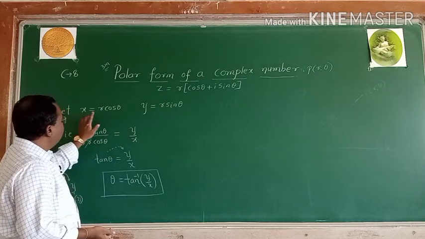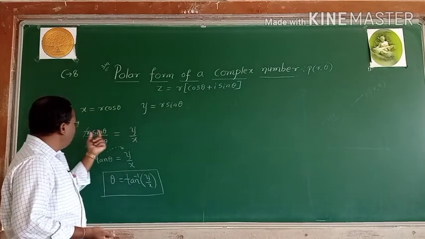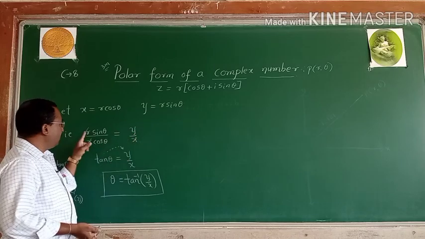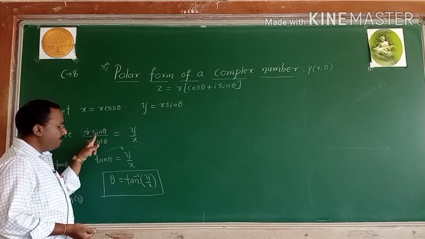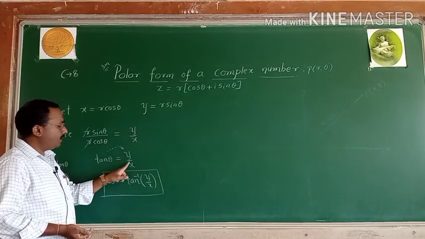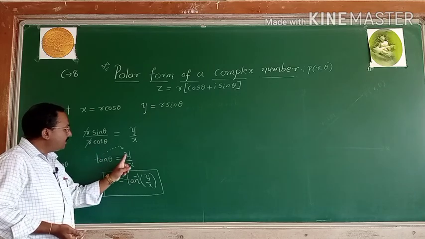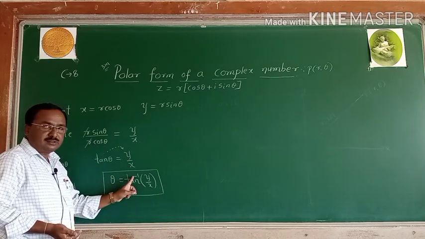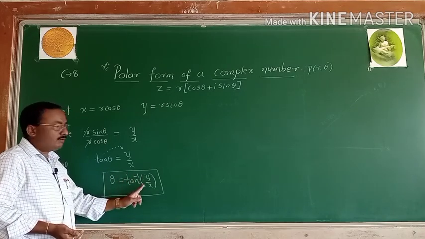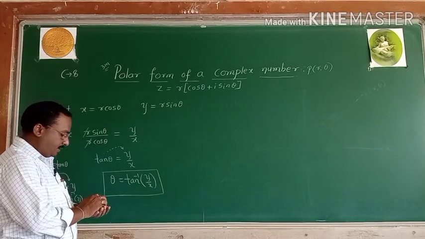Here let x is equal to r cos theta, y is equal to r sin theta. R sin theta by r cos theta is equal to y by x. R gets cancelled. The sin by cos formula is tan theta, that is y by x. If you keep theta as it is, the function tan goes to the right side and tan becomes tan inverse. Any function going from left to right becomes its inverse. So tan inverse of y by x is the value of theta.